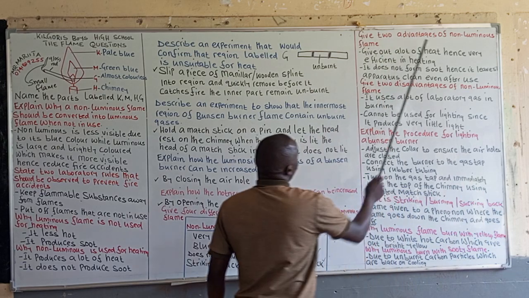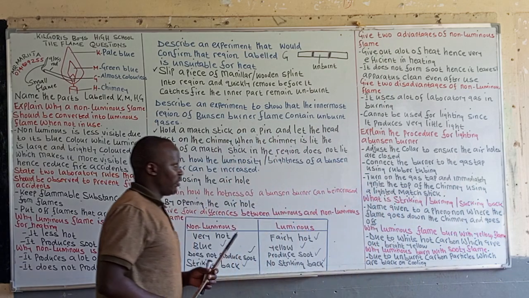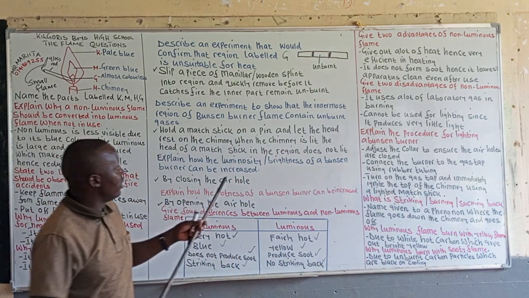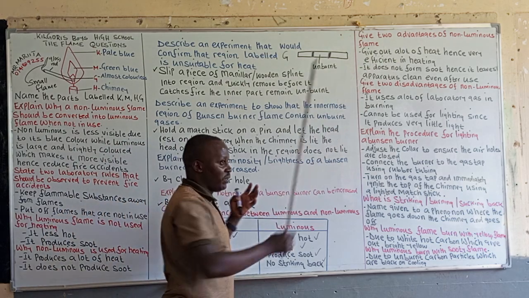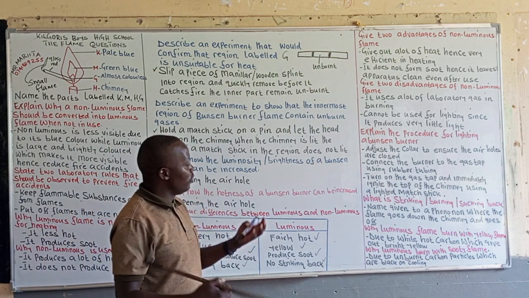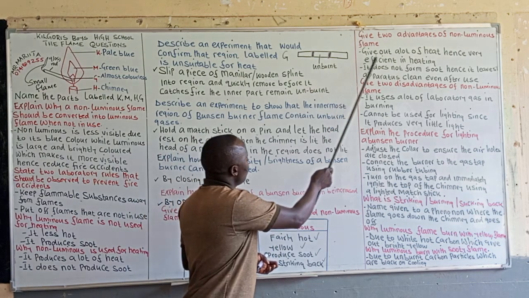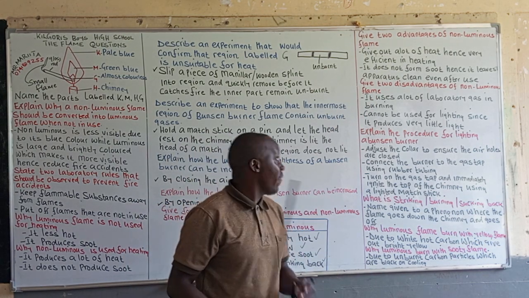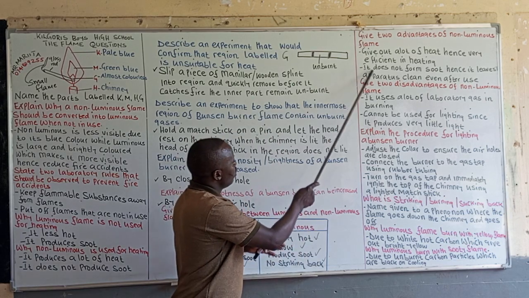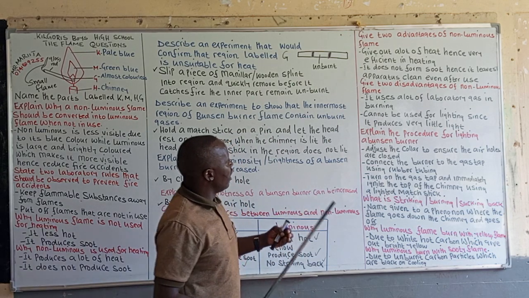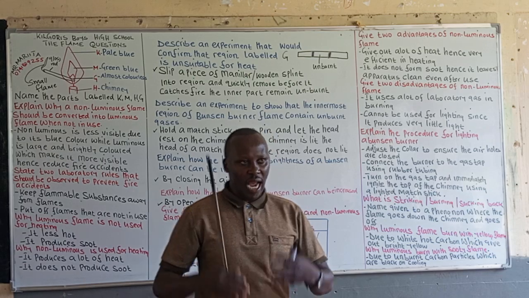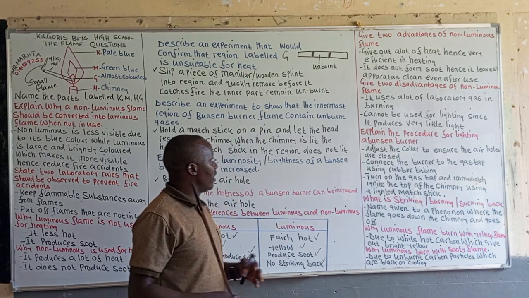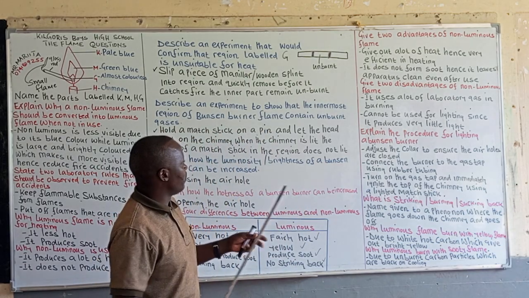Give two advantages of non-luminous flame. What are the two advantages of non-luminous flame? It gives out a lot of heat, hence very efficient in heating. You can also say it does not form soot, hence it leaves the apparatus clean after use. Those are the advantages of a non-luminous flame.